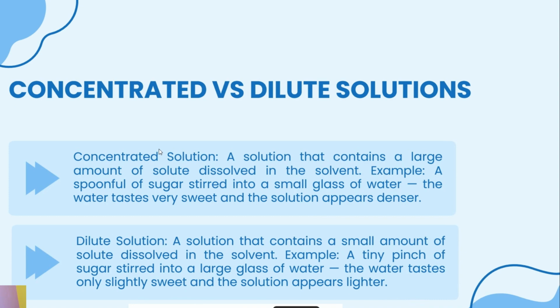Concentrated versus dilute solution. A concentrated solution is a solution that contains a large amount of solute dissolved in the solvent. Example, a spoonful of sugar stirred into a small glass of water. The water tastes very sweet and the solution appears denser. A dilute solution is a solution that contains a small amount of solute dissolved in the solvent. Example, a tiny pinch of sugar stirred into a large glass of water. The water tastes only slightly sweet and the solution appears lighter.